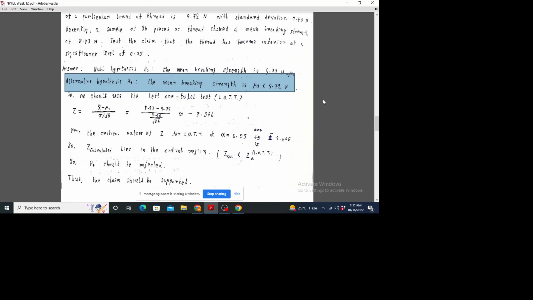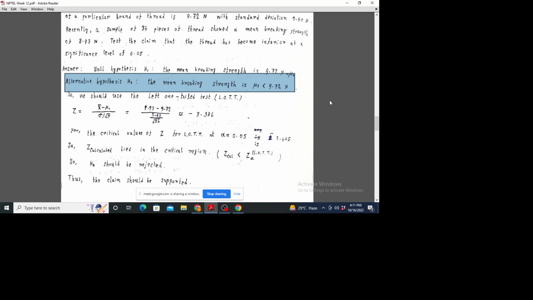See, in the problem, you have to find whether the thread has become inferior or not. So you have to choose your alternative hypothesis accordingly. How do you test whether it has become inferior or not? Sir, if it breaks with a lesser force, then it is inferior. Yes, that is why I have made this alternative hypothesis, mu1 lesser than 9.72. Yes, correct.